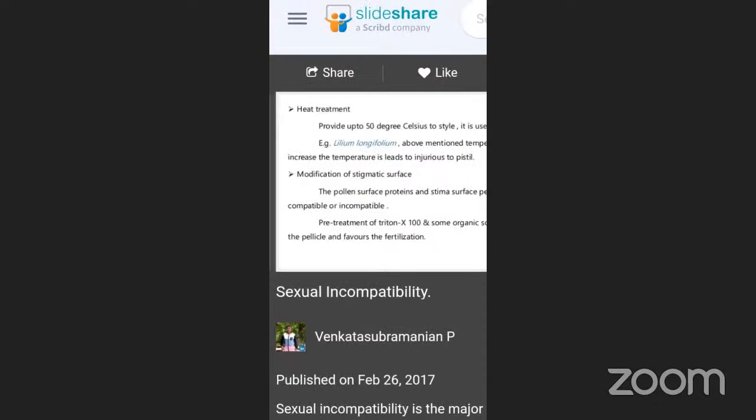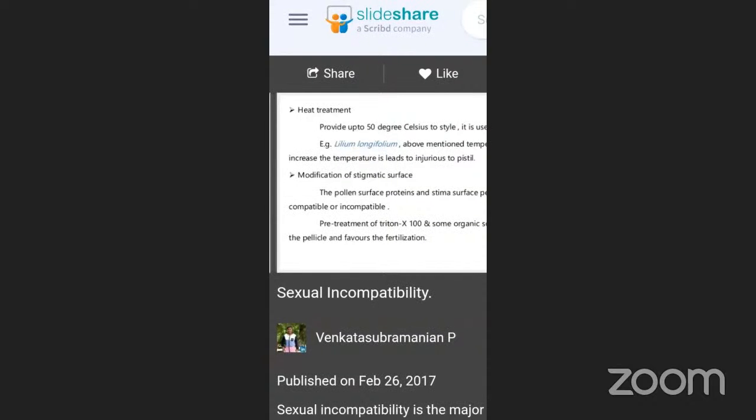Hot water and high temperature treatment is also another method to overcome self-incompatibility, because temperature significantly affects the incompatibility reaction. In Oenothera, treatment of the style and stigma with hot water at around 50°C for 5 minutes before pollination inactivates the incompatibility reaction temporarily.